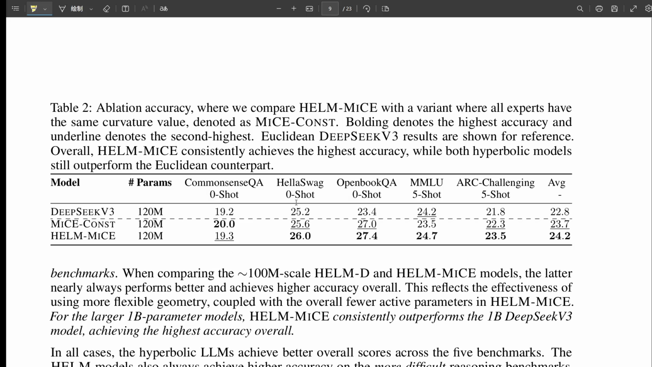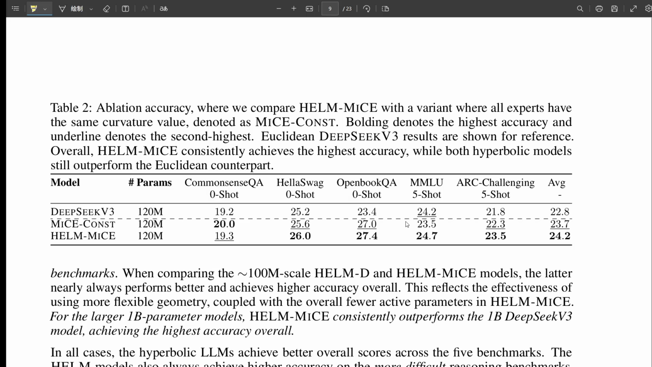The sources explicitly point towards investigating scaling laws. We know scaling laws are huge for Euclidean LLMs, how performance improves with more data, more compute, bigger models. The next big step is to do that for these hyperbolic models. Take HELM, push it to much larger scales, tens or hundreds of billions of parameters, train it on terabytes or petabytes of data, and see how it really scales compared to Euclidean models at those frontiers. That would be the ultimate test, wouldn't it? Seeing if the geometric advantage holds or even grows at massive scale.